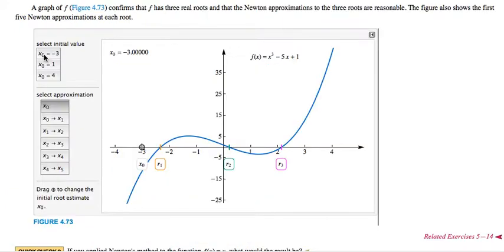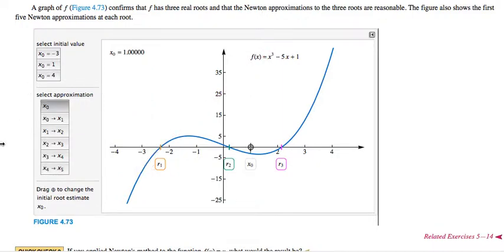By looking at an actual graph, we can start at negative 3 and show that after the first 5 approximations, our root is very, very close. And you can see here that to 5 decimal places, the fourth and fifth approximations are exactly the same.